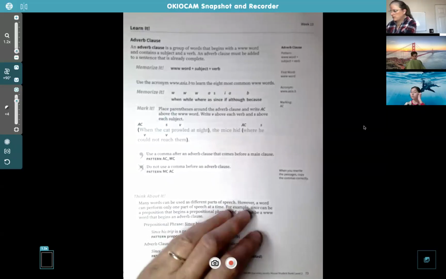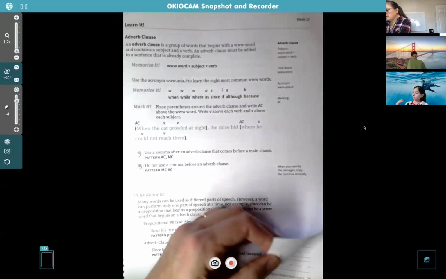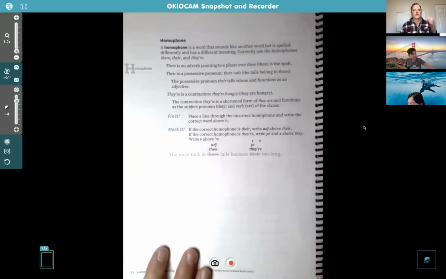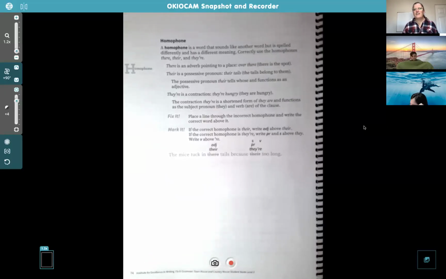All right, let's turn the page to 74. There's a little bit more on the back. Homophones, yay! We love homophones.